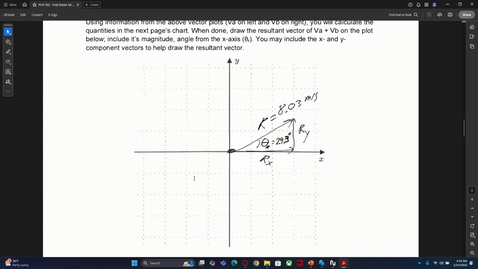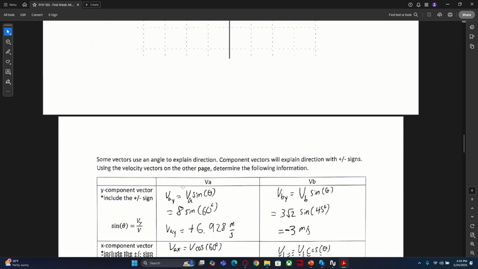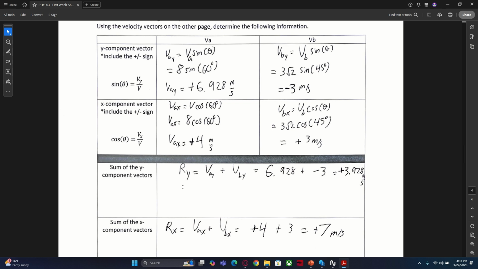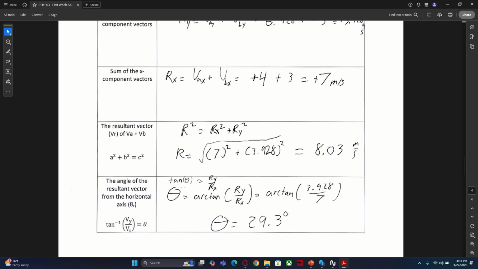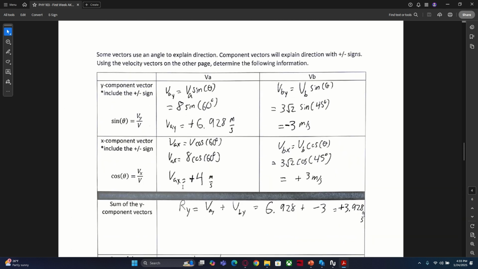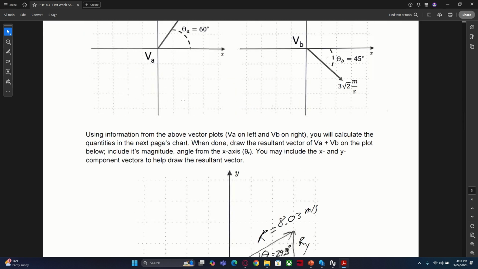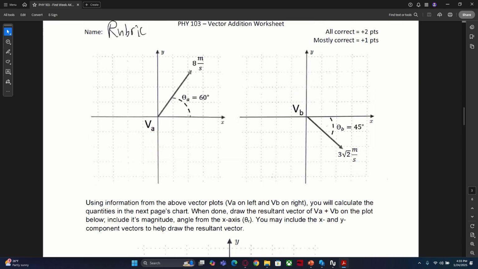And this is what we're supposed to get in the end. As a guide, that's what this page is for, to slowly build up the answer. So, for the y component vector, for VA and VB, let's look at this. For VA, we have an arrow that's pointed up, so that's going to be a positive y component. Whereas for VB, we have an arrow that's pointed in the downward direction.